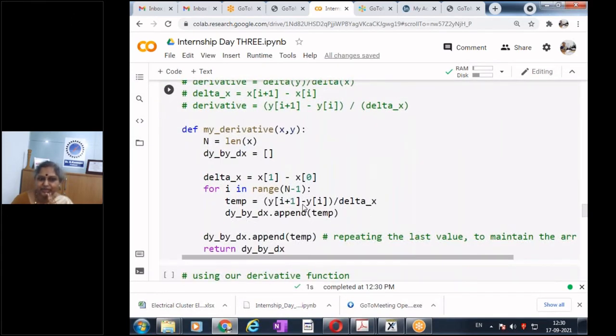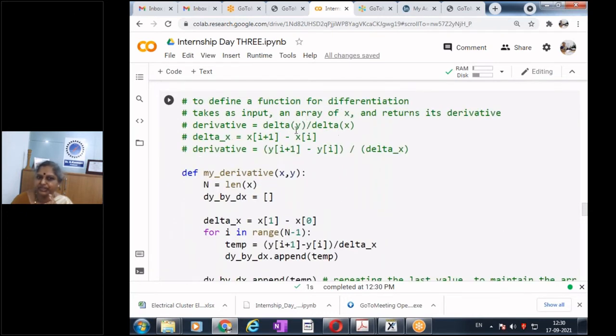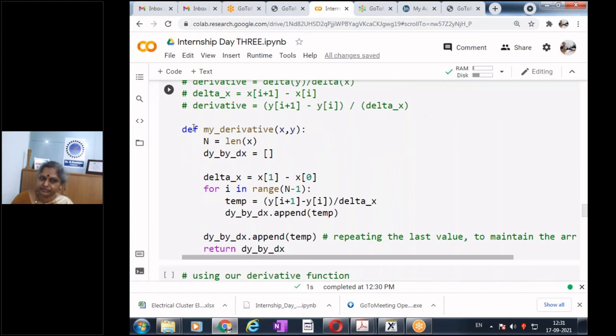Yes. So now let us look at how we are creating a function to compute the derivative, the differentiation of a function. So what does this function do? The function is called my derivative. It takes x and y, the x variable and y, and then I am trying to compute how many terms there are in n so that I know how to run the loop.